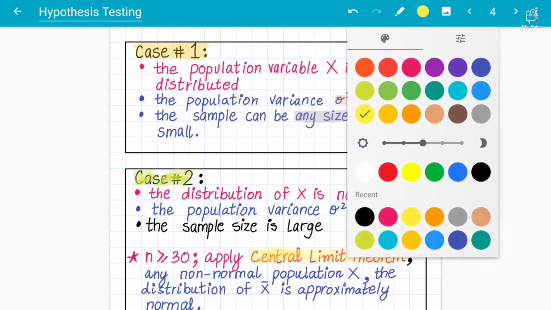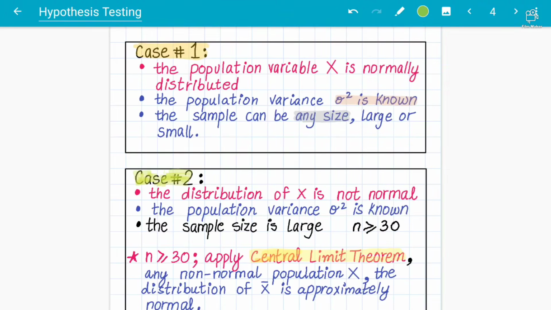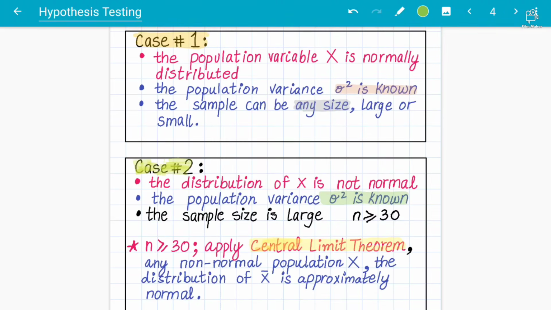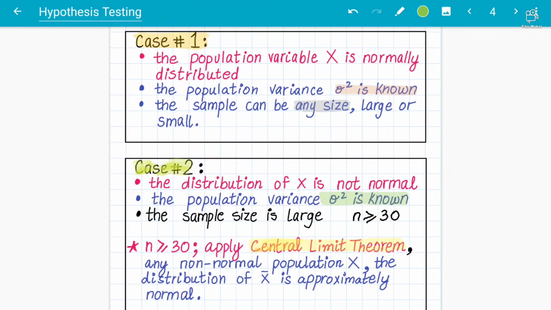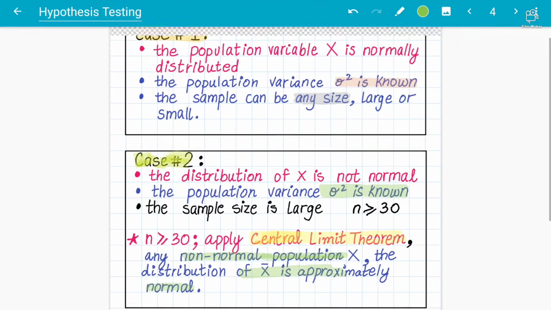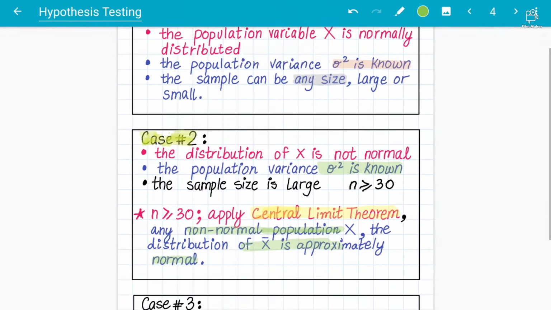Case number 1 and case number 2 have one thing in common: the population variance should be known. What is different is that in case number 1, the question itself is normal distribution, and in case number 2, the distribution is not normal. We have to make any non-normal population approximately normal. That is only possible when n is greater than or equal to 30. The sample size should be large. Hope everyone got it. That will be case number 2.